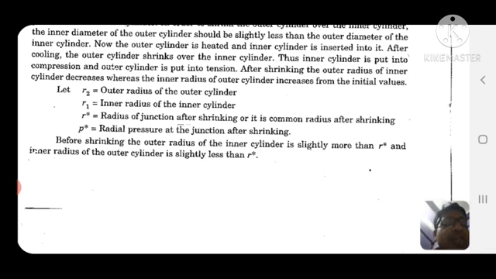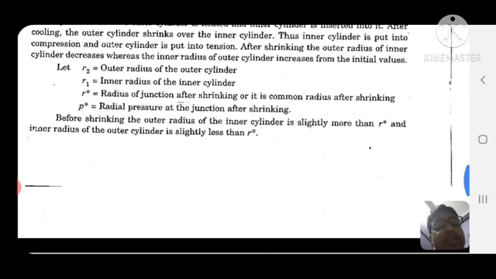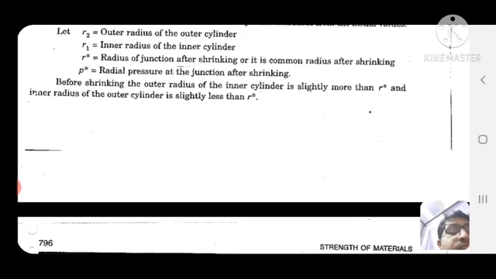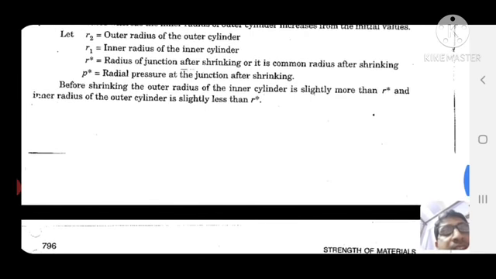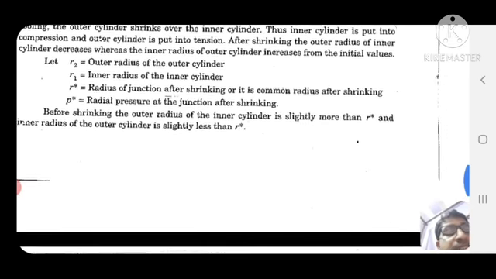After shrinking, the outer radius of inner cylinder decreases, whereas the inner radius of the outer cylinder increases from the initial values. R2 is equal to outer radius of the outer cylinder and R1 is equal to inner radius of the inner cylinder. So R star, that is the radius of junction after shrinking, or it is common radius after shrinking. Radial pressure at the junction after shrinking. Before shrinking, the outer radius of the inner cylinder is slightly more than R star. Inner radius of the outer cylinder is slightly less than R star.